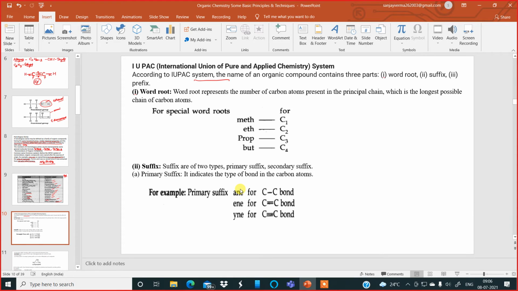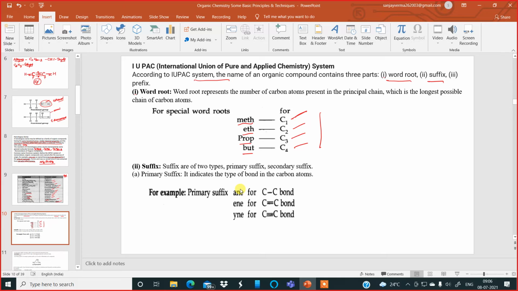The three parts in an IUPAC name of an organic compound are the word root, the suffix, and the prefix. The suffix contains two parts, primary suffix and secondary suffix, which I will be doing slowly. Now, for special word roots, an organic compound containing one carbon atom, its word root is meth. Two carbon atoms, its word root is eth. Three carbon atoms, its word root is prop. Four carbon atoms, its word root is but. So these were the word roots. You can go further also.